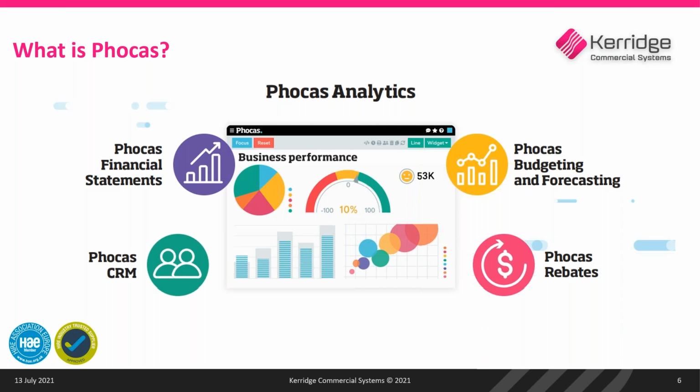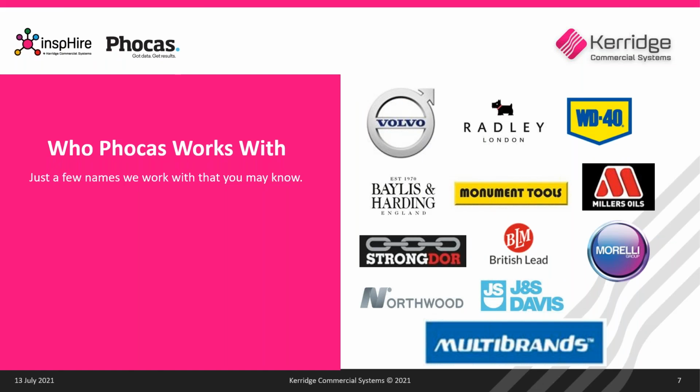As a company, we've been around over 20 years. We have offices here in the UK, which is obviously where I'm based, but we have offices in the States and in Australia and New Zealand as well. Through our partnership with Kerridge, we're doing much more in the African region too. When it comes to our customers, we've got over 2,100 companies running Phocas now across that global reach.